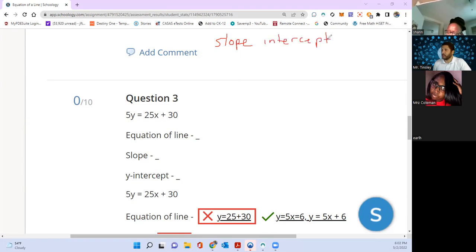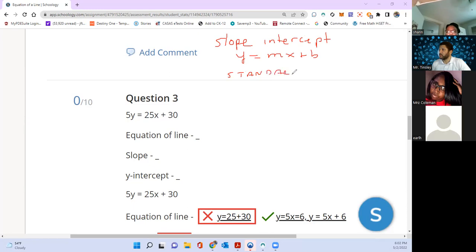Does anybody know what form slope-intercept form is? Y equals mx plus b. And then standard form. Does anybody know standard form? Ax plus by equals c. Right? So if we look at this equation here, that's not either one of those forms.